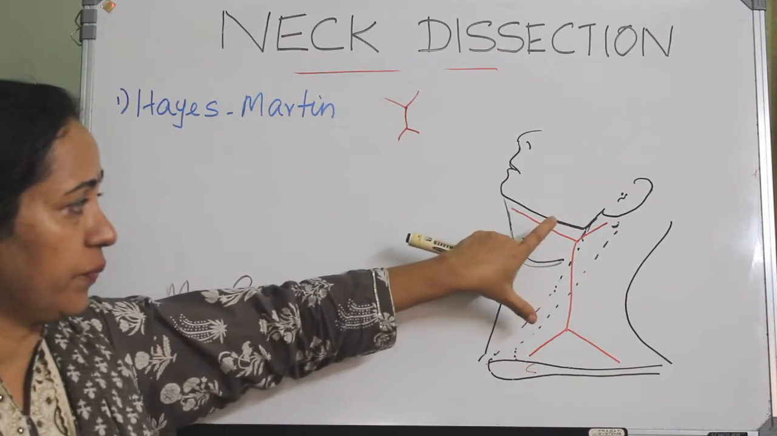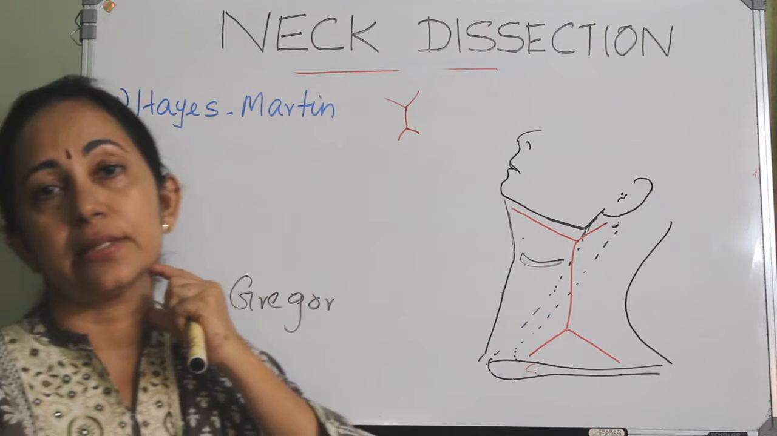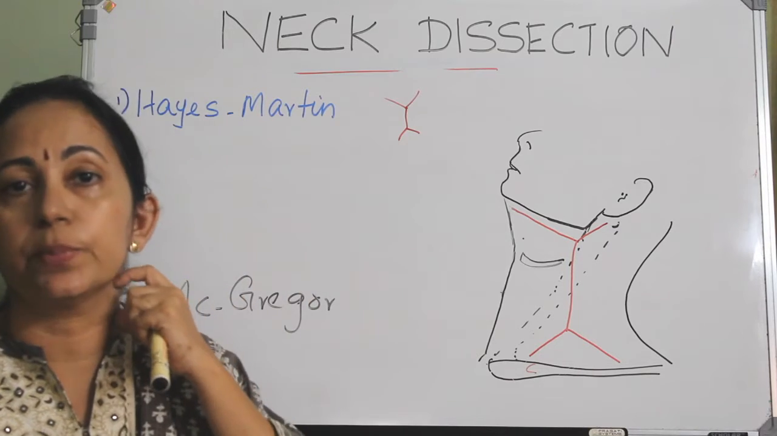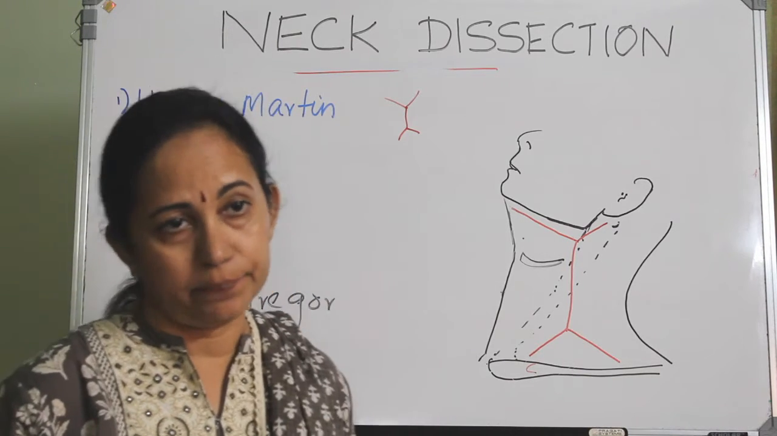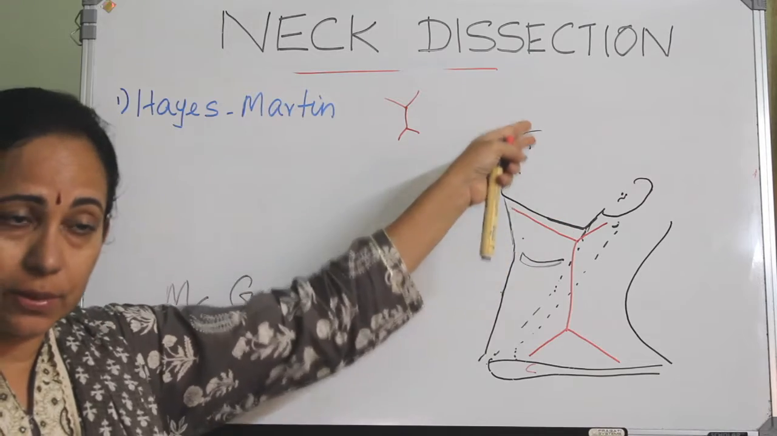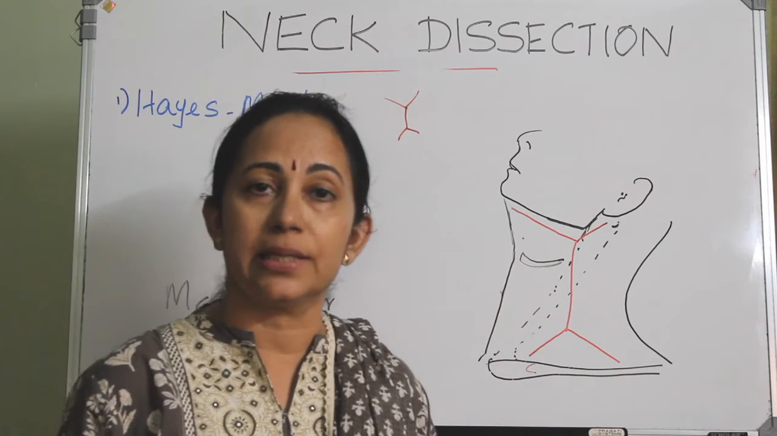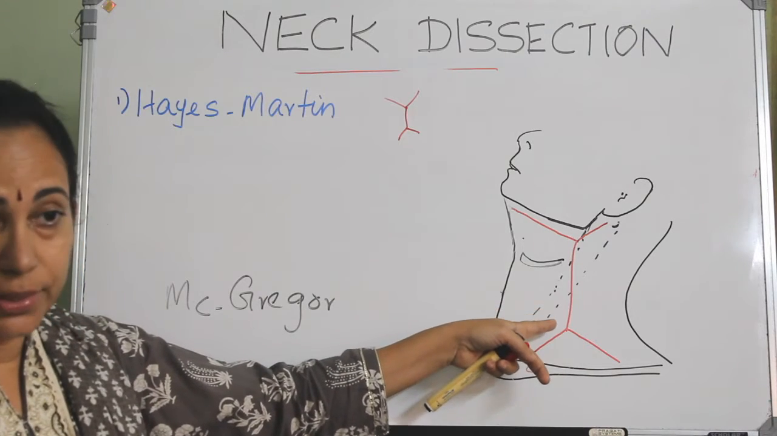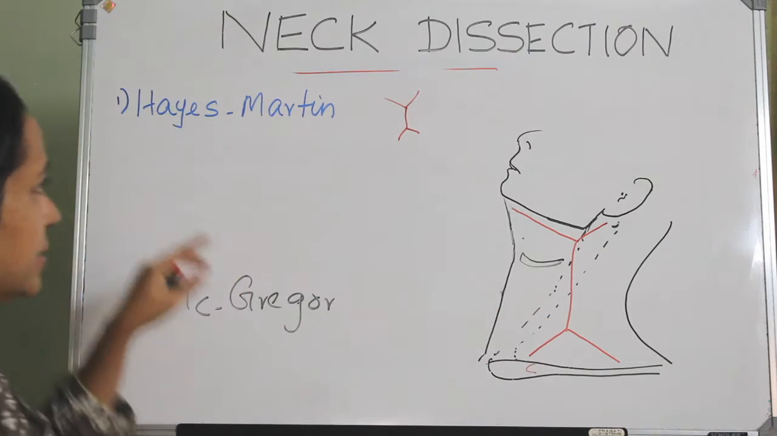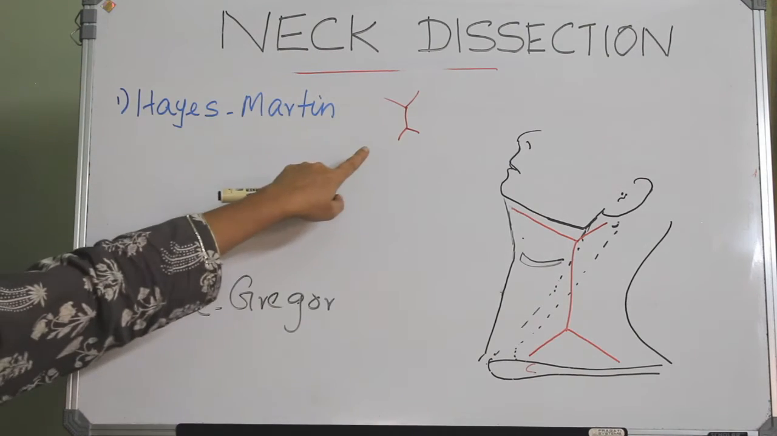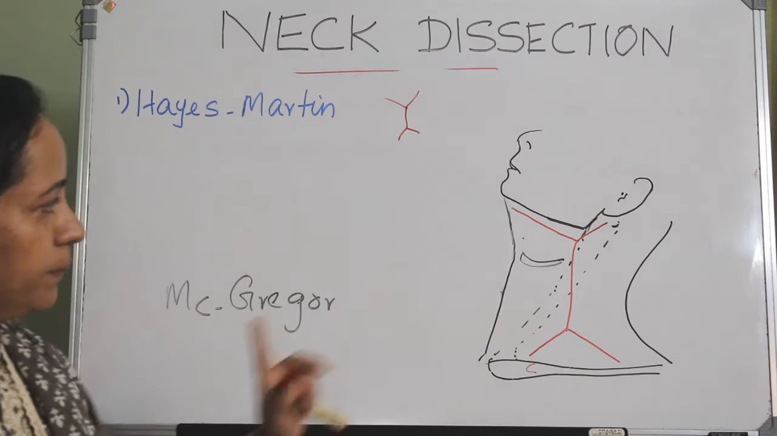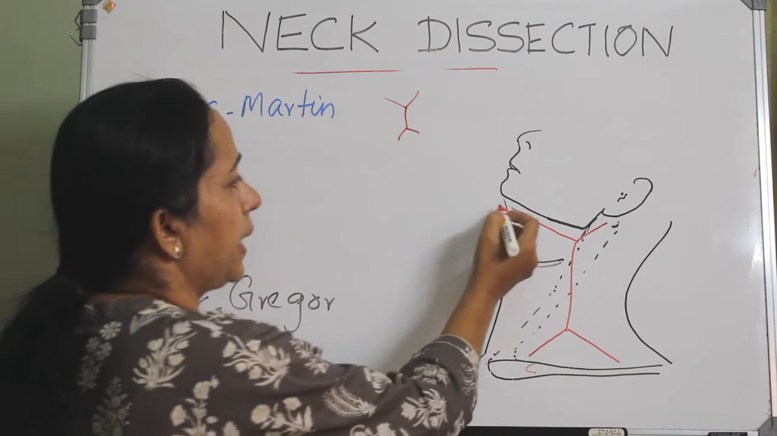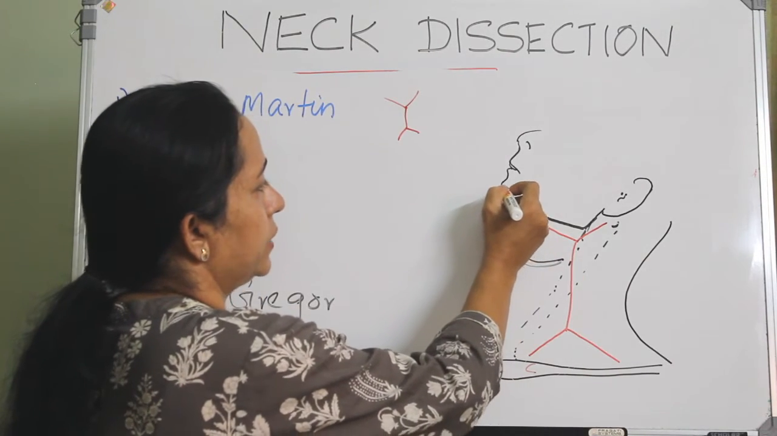One is there is a chance of wound contraction, and the functional capacity of the patient will be reduced because of contraction of the skin of that area. Secondly, this is perpendicular to the natural skin creases, so an ugly scar can happen. So these are the disadvantages, more than the advantages. So Hayes-Martin is not preferred nowadays. It is a double Y incision. And if the primary is inside the oral cavity, this limb can be extended along the chin.